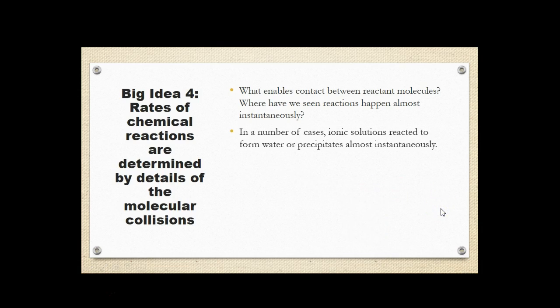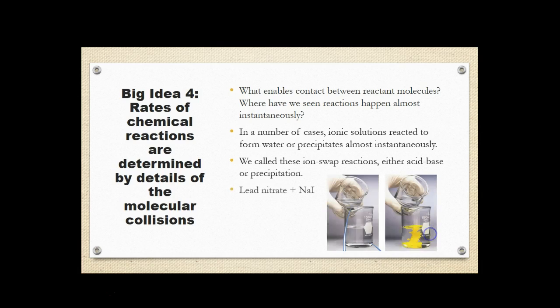Now, we've also seen reactions happen almost instantaneously when ionic solutions react to form water or precipitates. We called these ion swap reactions. They're either acid-base reactions or precipitations. For instance, you'll recall squeezing a solution of lead nitrate into a solution of sodium iodide in first-year chemistry. And what you saw looks very much like what you see happening in the beaker on the right. The lead iodide precipitate is formed and it reflects yellow light.